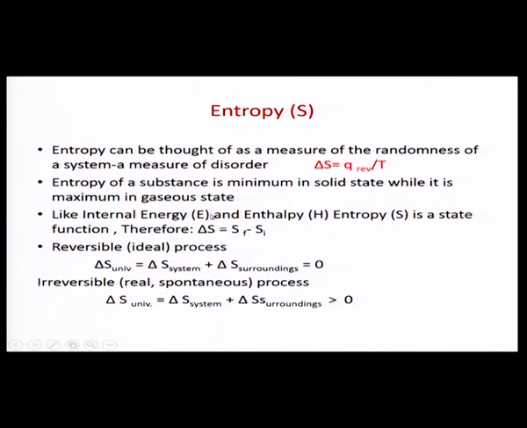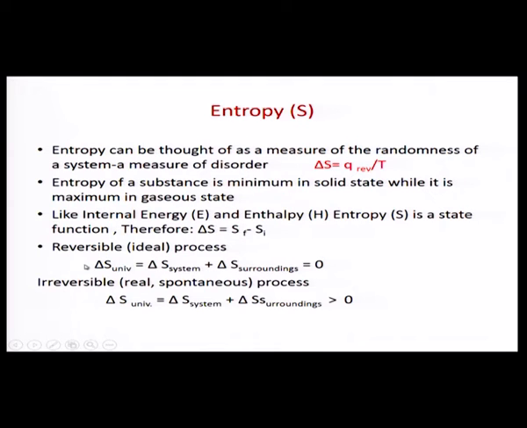Like internal energy E and enthalpy, the heat content of the system, entropy is a state function. Therefore, how it was brought about is immaterial; the initial and final values alone are sufficient. So systems like energy, enthalpy and entropy are state functions. How it was brought from the initial state to the final is immaterial. It depends on the entropy of the initial and final values.